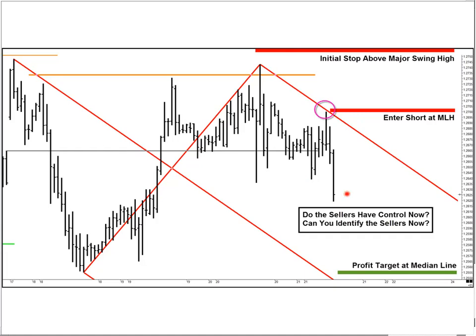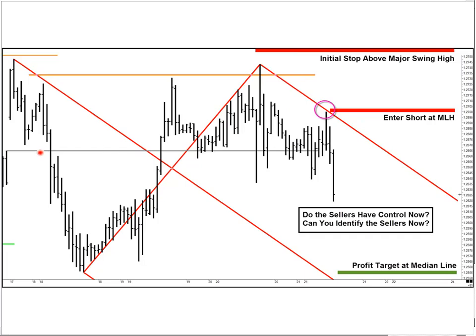Necessarily. Can you all tell me where the sellers are now? Do you think there are sellers here now? Are there sellers here? Yeah. Well, there might be sellers here. We're not sure. I'll tell you what. We know there are sellers, don't we? Don't we know that?